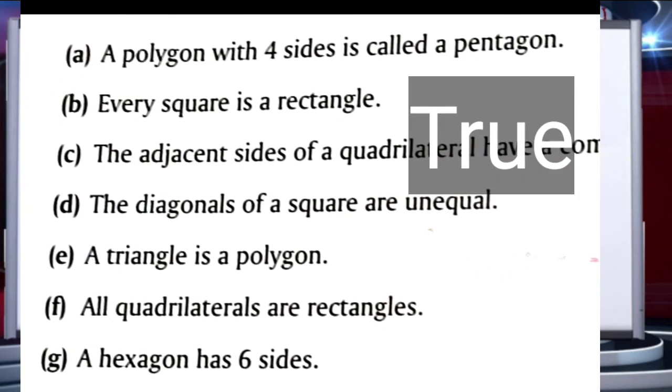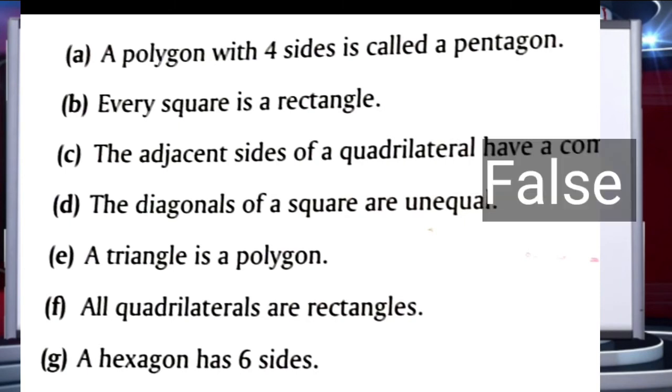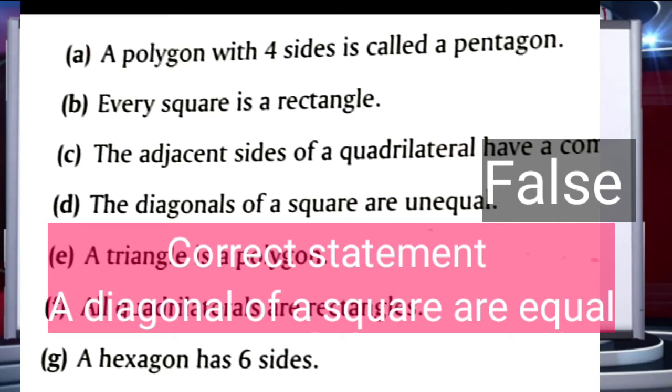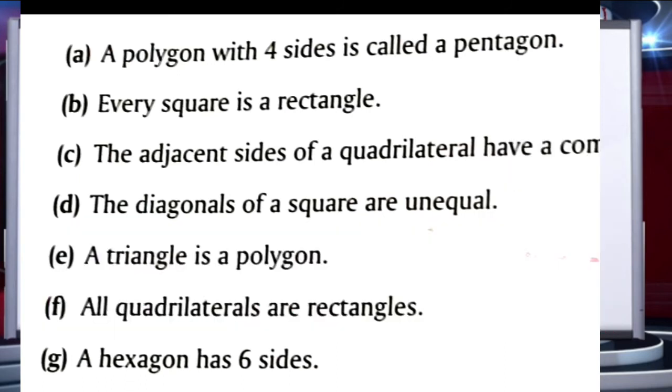It is true. D part, the diagonals of a square are unequal. It is false. Correct statement is the diagonals of a square are equal. You will write the correct statement also. E part, a triangle is a polygon.